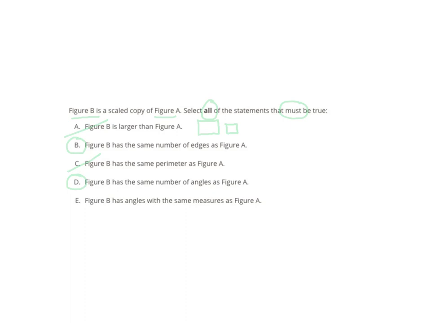And figure B has the angles with the same measures. Corresponding angles must be congruent. That's a really important criteria as well when you're looking at scaled copies of figures. So all of the statements that must be true are B, D, and E for this one.